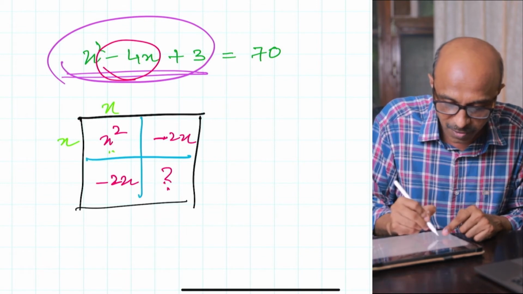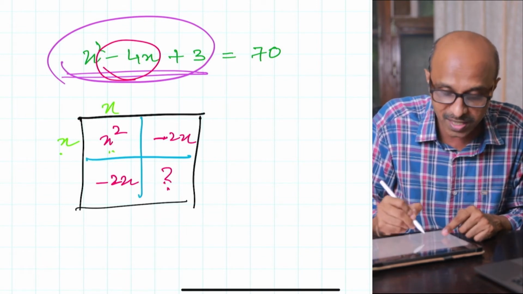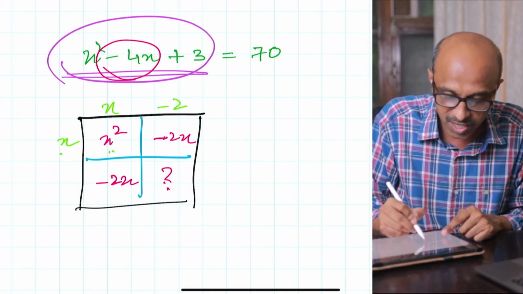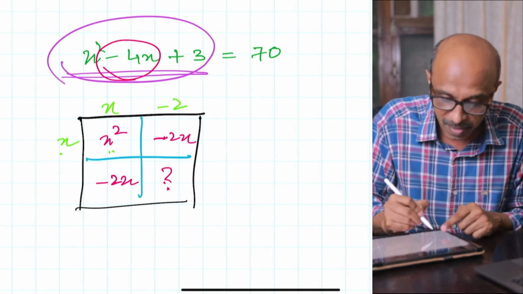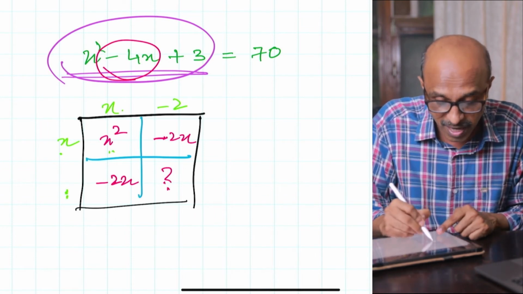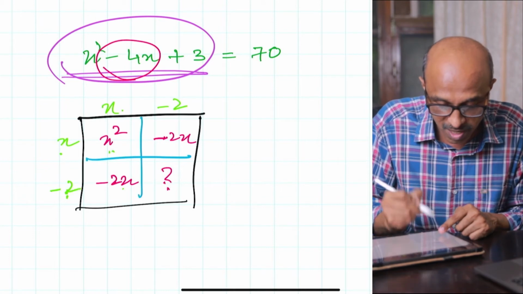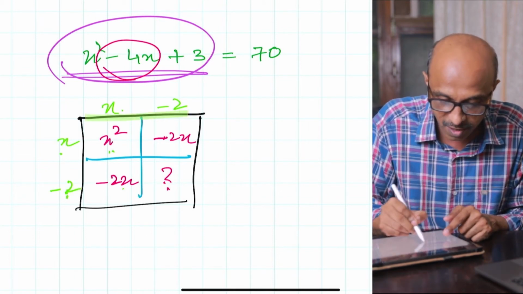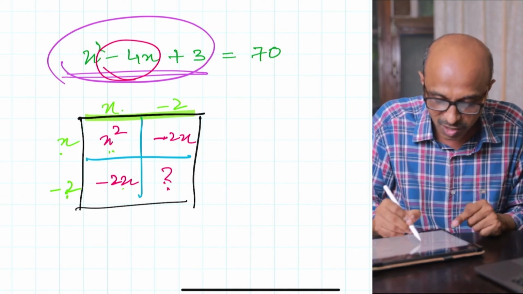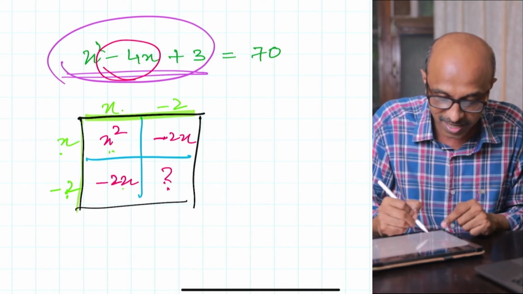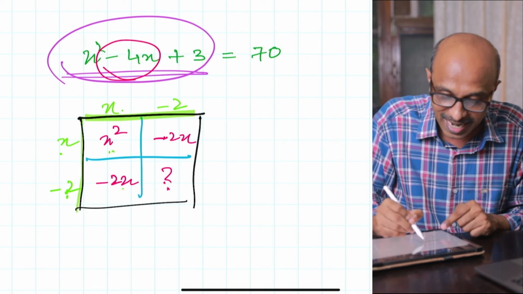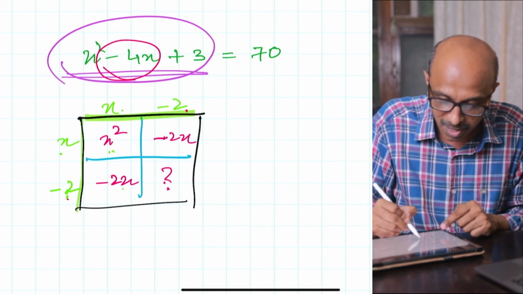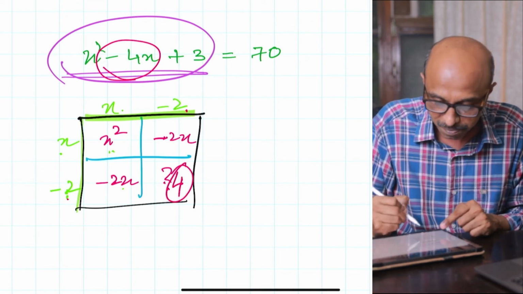What should be the number here so that when multiplied by x will give you a -2x? Well, that should be a -2 because -2 times x will give you a -2x. What should be the number here which when multiplied by x will give you a -2x? Well, that should be a -2 again because that will then mean that the sides of the square obviously have to be equal, right? It's a square. X minus 2 on this side, x minus 2 on this side, which then means -2 times a -2, this number out here should be a +4, all right?